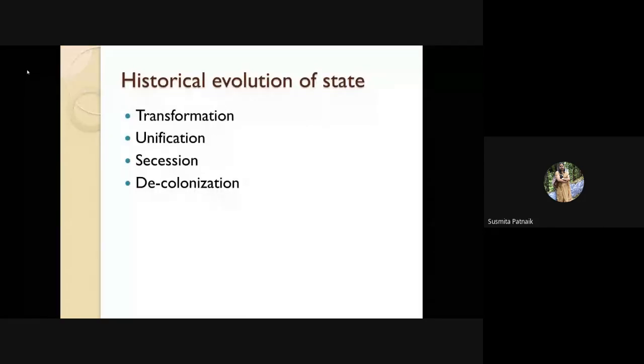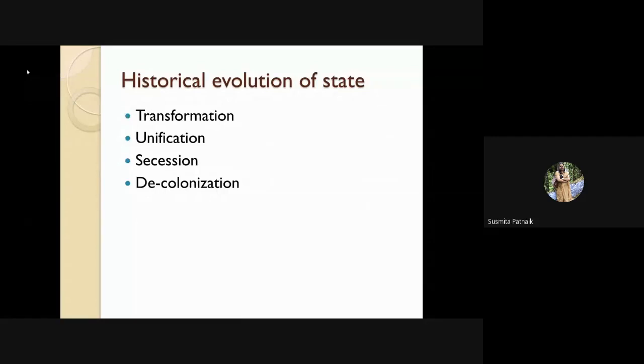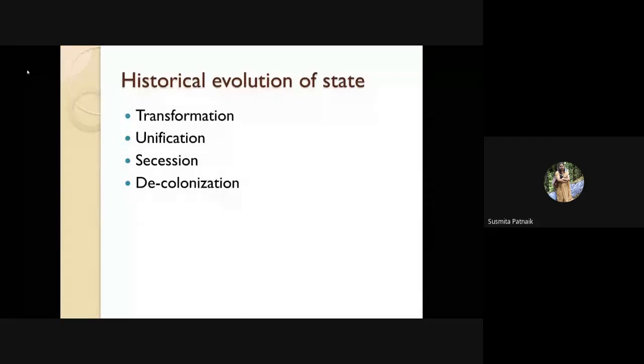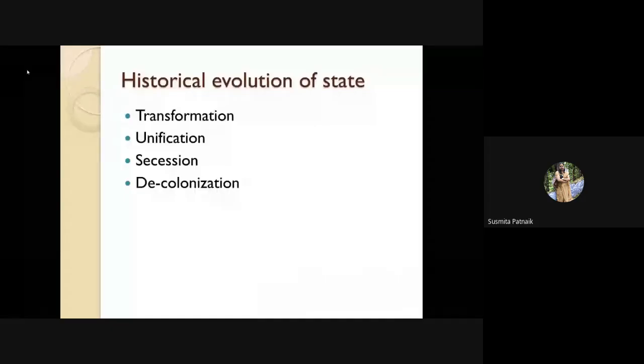So here, what do you mean by that? The historical evolutions of the state means from where the state has originated, or maybe called the evolution of the state, or the creation of the state. So in the process of evolution, we have to go through the four phases of the state. The first is called transformations, then unifications, cessions, and decolonizations.